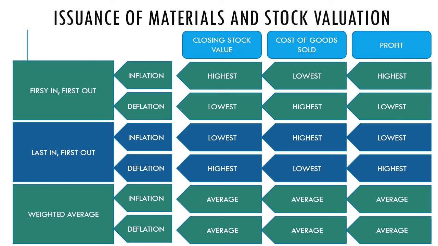So if prices are increasing, meaning the company is experiencing inflation, the highest profit will be under FIFO. But if the market is in inflation and the question wants you to prepare the store ledger card using LIFO, it will give the lowest profit here, so please make sure that you use last in first out.